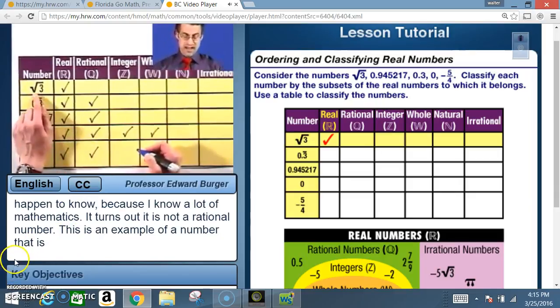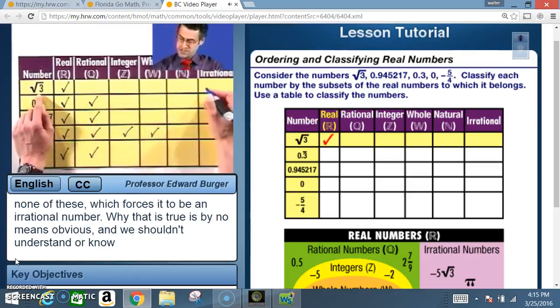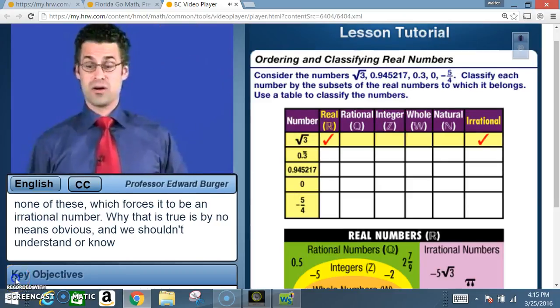I happen to know, because I know a lot of mathematics, that it turns out it is not a rational number. This is an example of a number that's none of these, which forces it to be an irrational number. But why that is true is by no means obvious, and we should understand it.